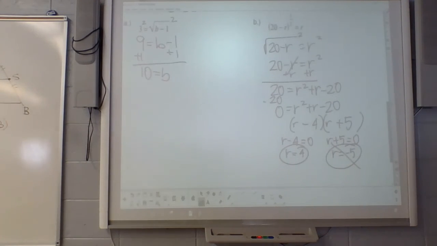The 1/2 power is the same thing as the square root. Those two are interchangeable.